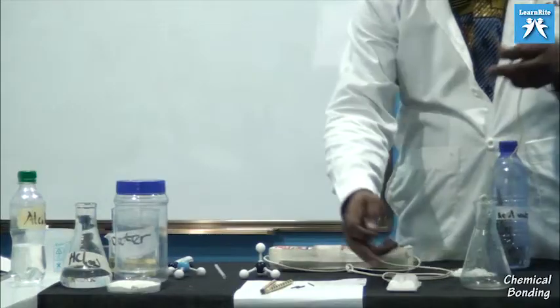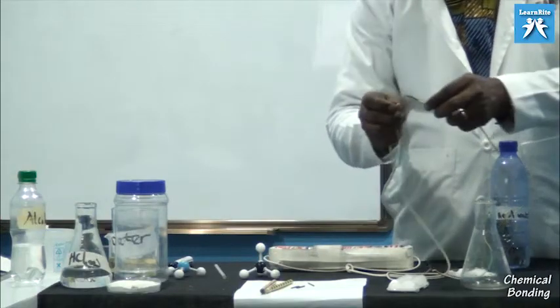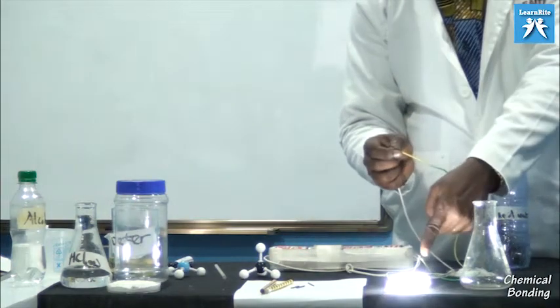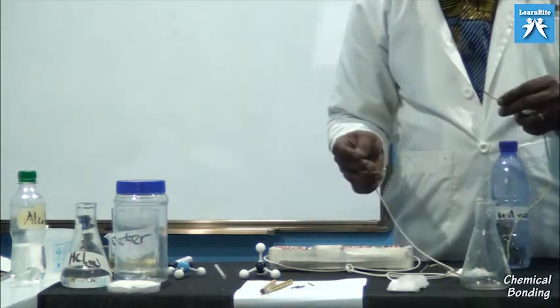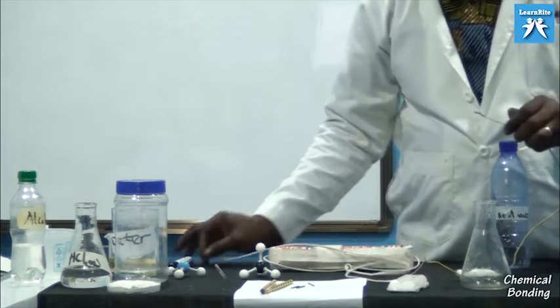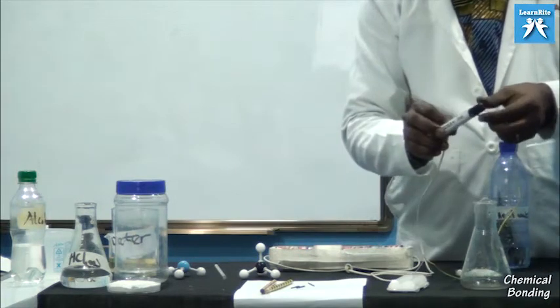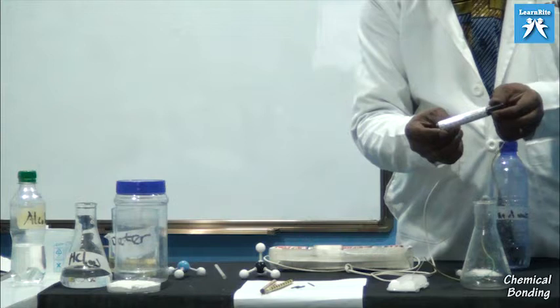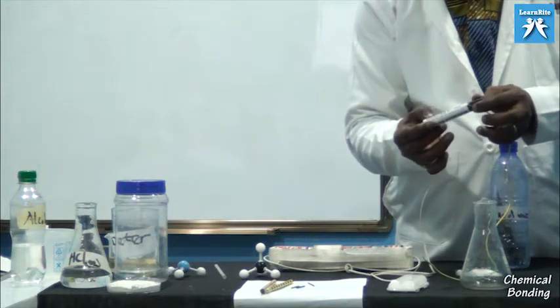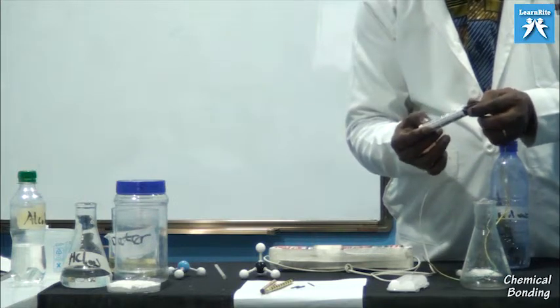You see, I have my bulb, I have my batteries connected. If I add this wire to this wire, what do you see? I have the light here. Now, let me intersperse them in between with plastic. This is plastic. I put another plastic here. You see, it doesn't conduct electricity.